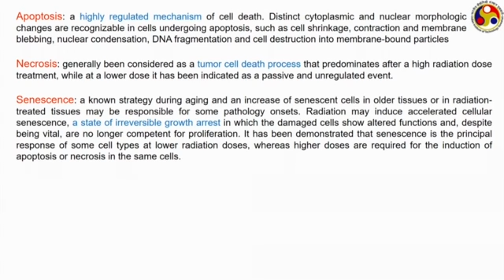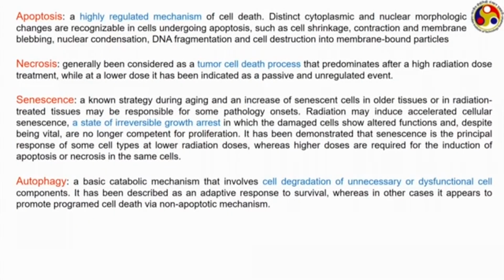It has been demonstrated that senescence is the principal response of some cell types at lower radiation doses, whereas at higher doses they may lead to apoptosis or in certain cases necrosis. So, these three are the primary types of cell killing mechanism that we can find when a cell is subjected to radiation. Apoptosis is the most common one, necrosis can also be found, but when the radiation dose is low, then the most common one that you will find is senescence. But when the dose is high, it is more likely to be apoptosis or in certain cases necrosis.